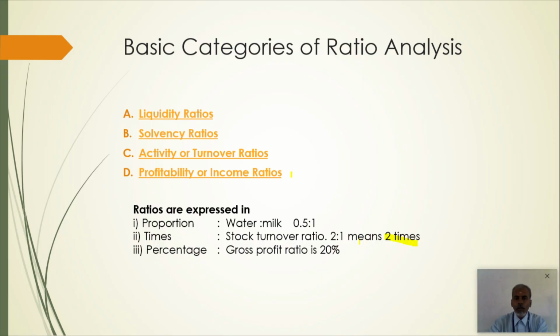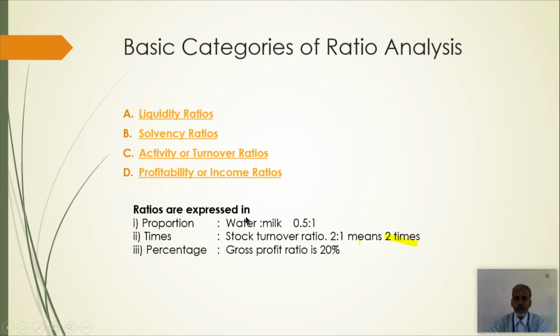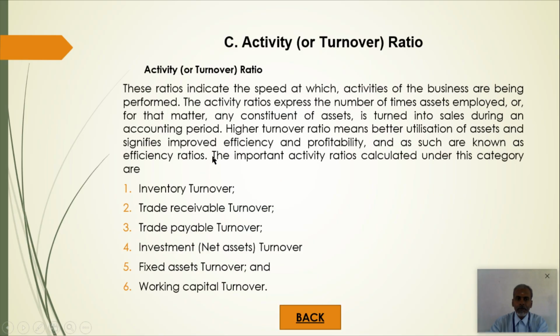And we'll move into activity or turnover ratios. Right, we have moved into activity or turnover ratios. A business should know the days or the time period it takes, or how many times they roll over inventory, receivables, creditors, or investment, or in case of working capital.